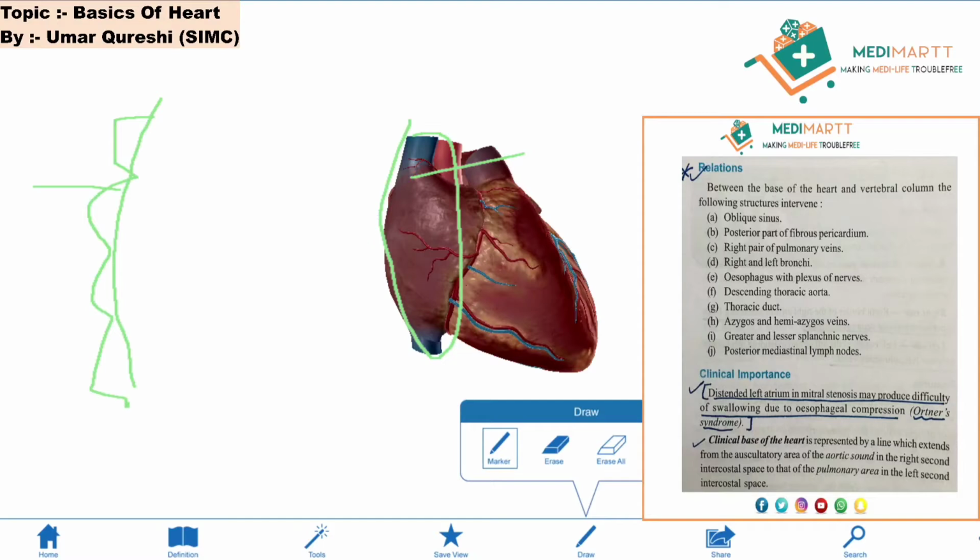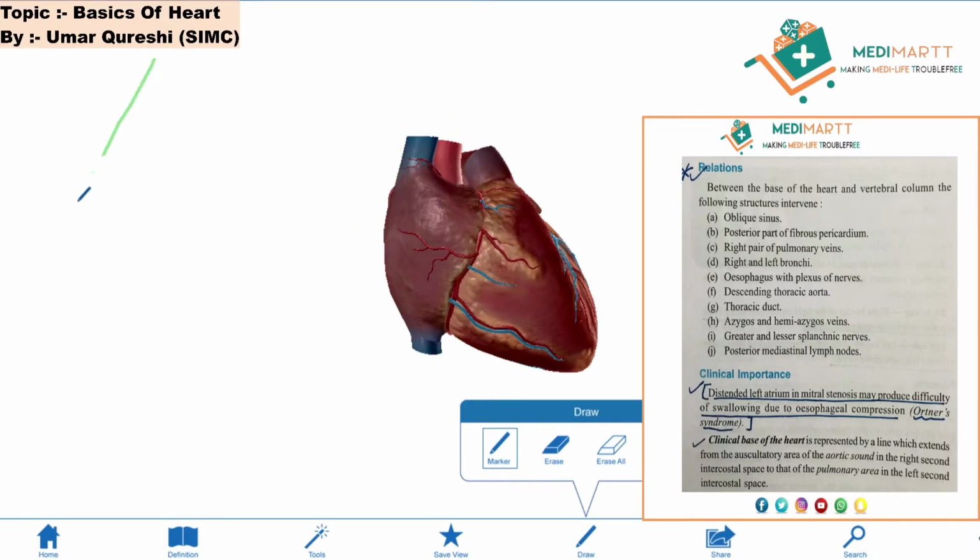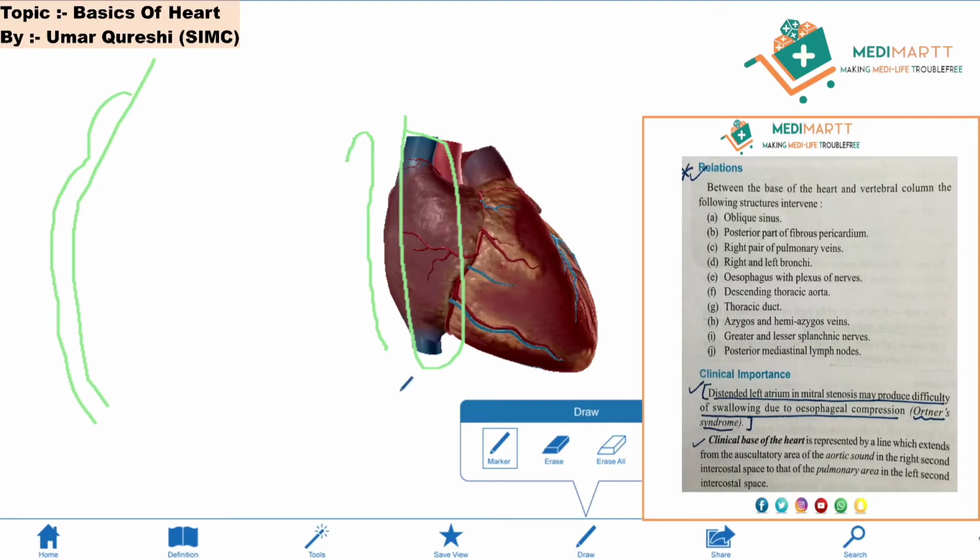So what are those? The first one is the oblique sinus. I already told you about the oblique sinus in our previous video, so please check it out for that, like what the oblique sinus is and how it is present. This is the vertebra, and this is the base of the heart. So here an oblique sinus, or an inverted J sinus, is present.